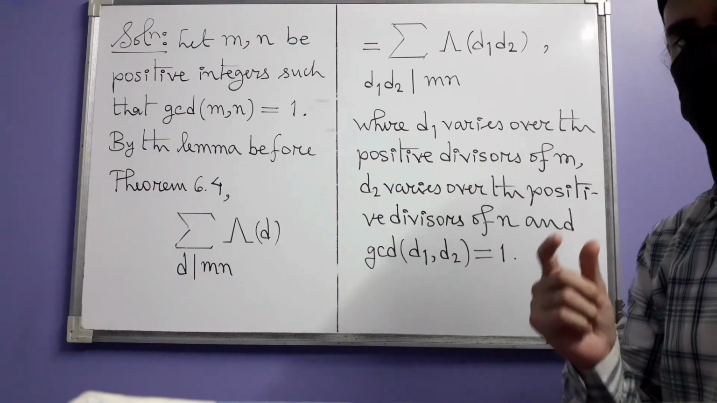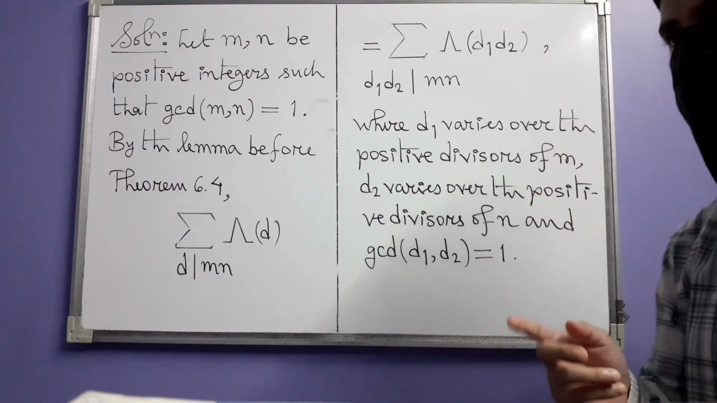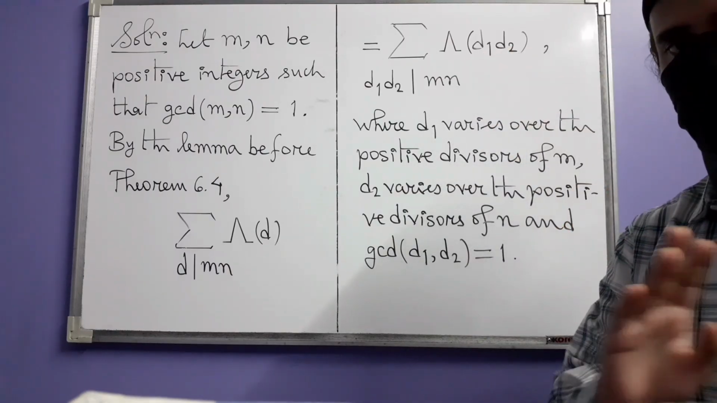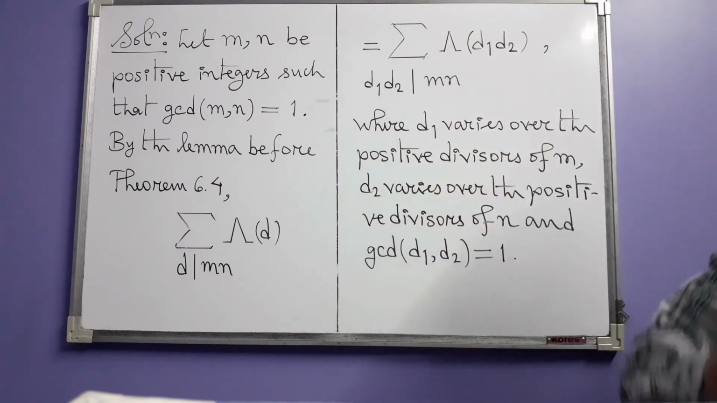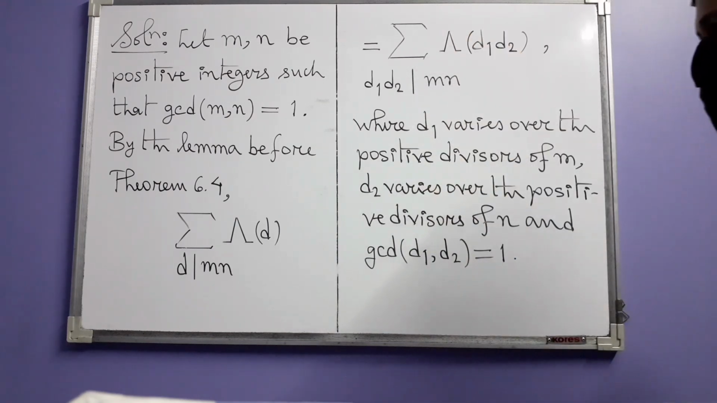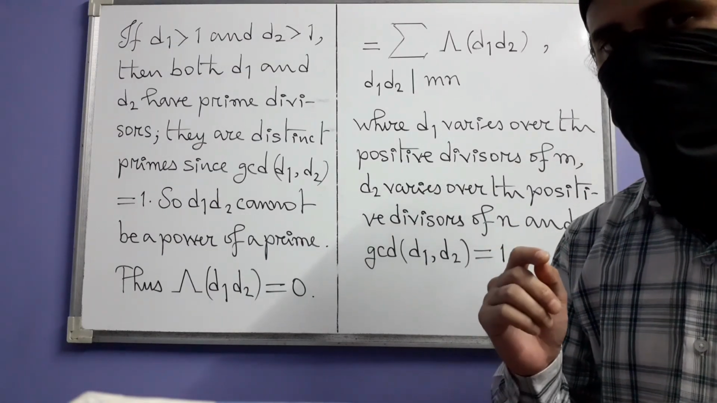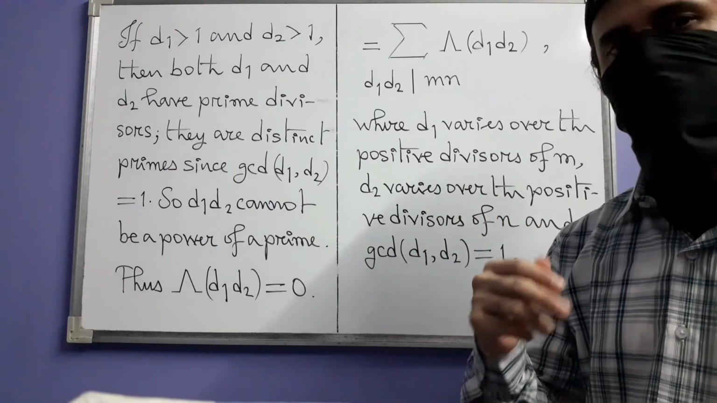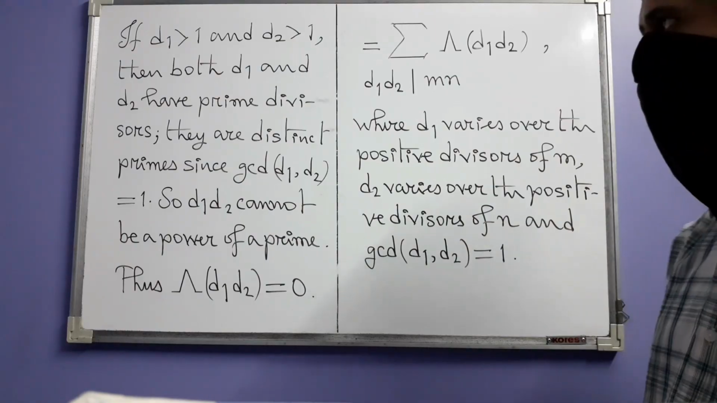Now we are going to look at some cases. Some cases means actually two cases. In one case, these lambda values will be 0. In another case, they will not be 0. So that will help us reduce this sum to something that can be managed easily. Let's see. Now, depending on what the numbers m and n are, there may be many positive divisors of m, many positive divisors of n, many different types of d1 and d2.